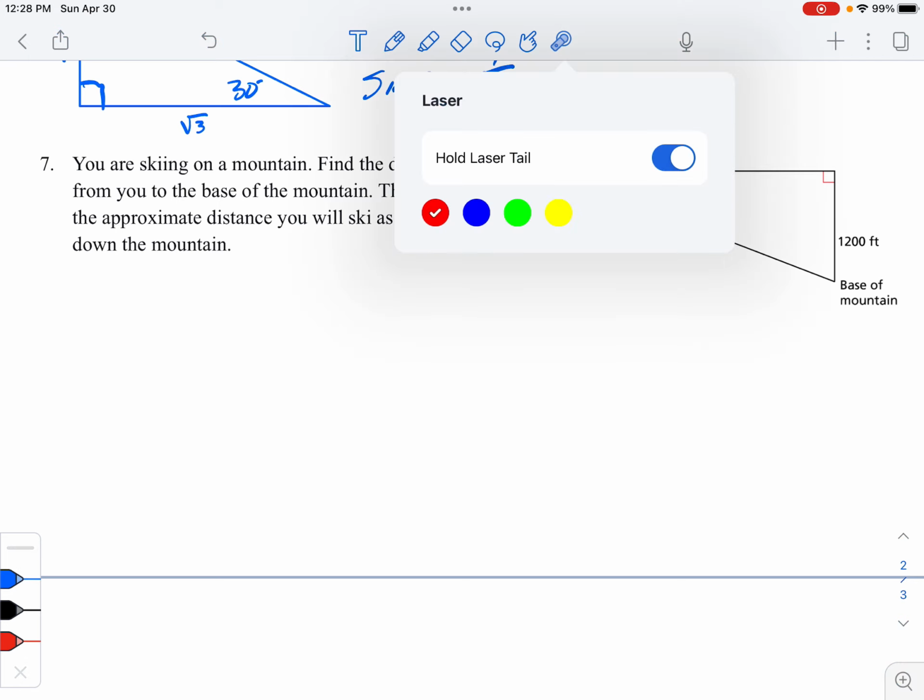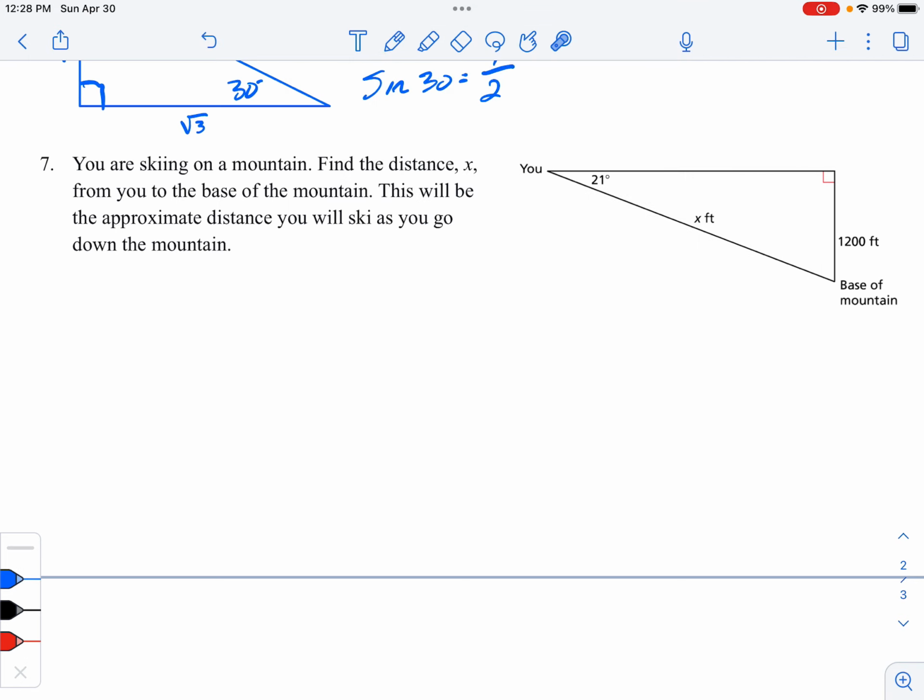Finally, number 7, skiing on a mountain. Find the distance x you will be from the base of the mountain. So if you think about, we have some mountain over here, right, and you're at the top, and we know that we have this height of 1,200 feet. If we think about skiing down the mountain, this will be the approximate distance that you ski as you're going down the mountain. And we call this 21 the angle of depression. So if we look straight and then we look down at this angle of 21 degrees, and that's the angle we look at to look at the base, we call that the angle of depression.